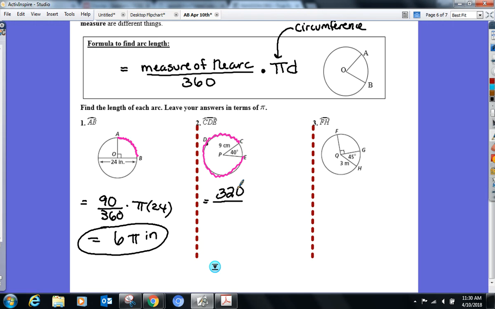320 over 360 times pi. What's the diameter here, Heaven? 18. Yep. Got to have pi in the answer. 16 pi? 16 pi centimeters, thank you.